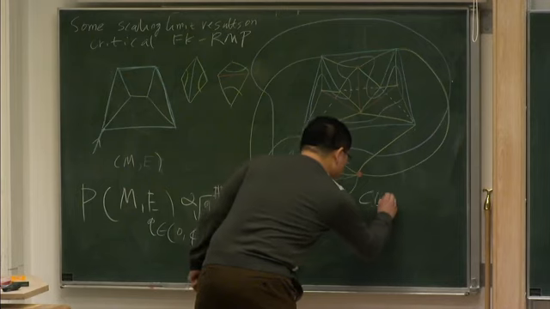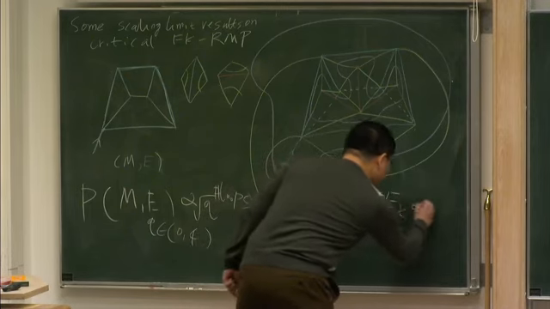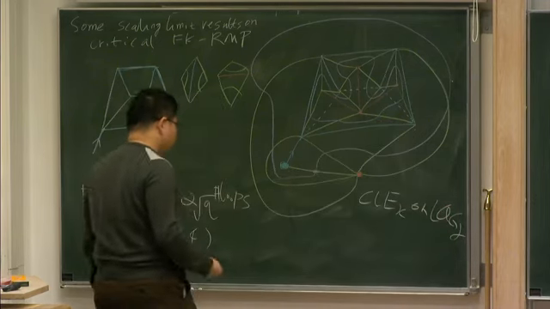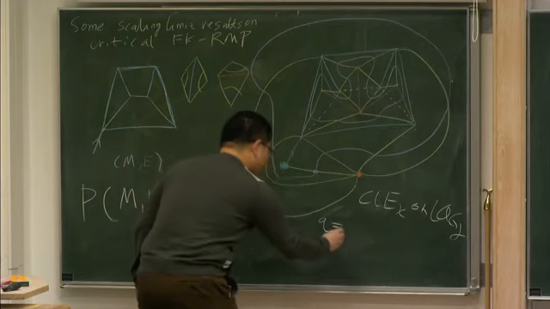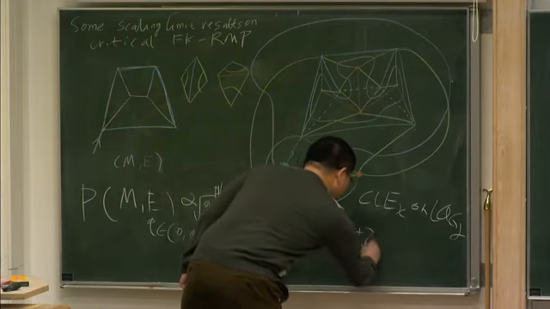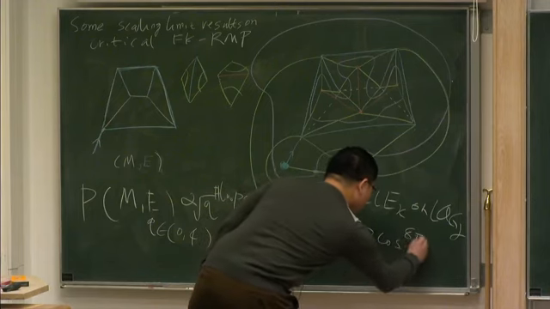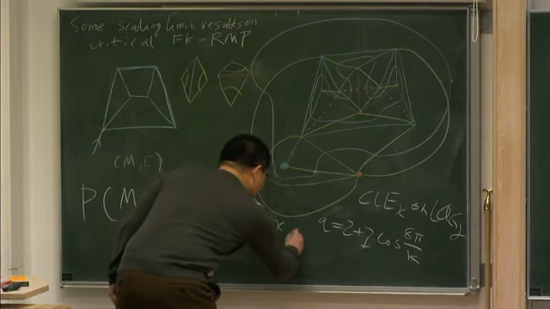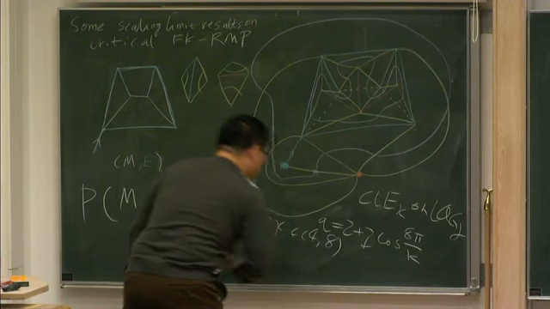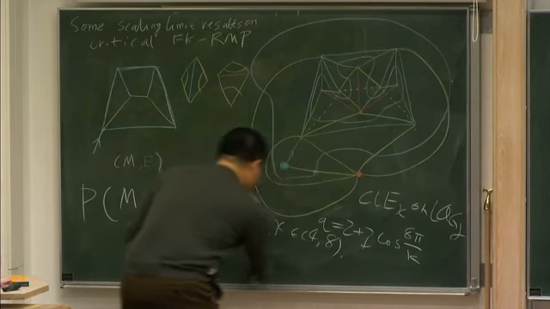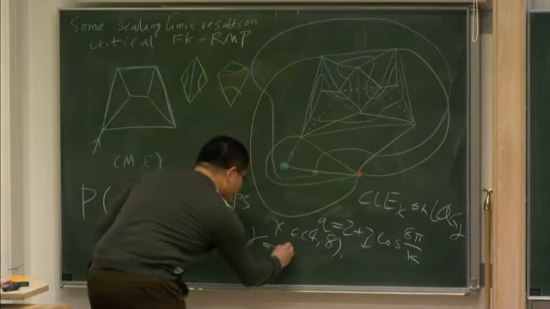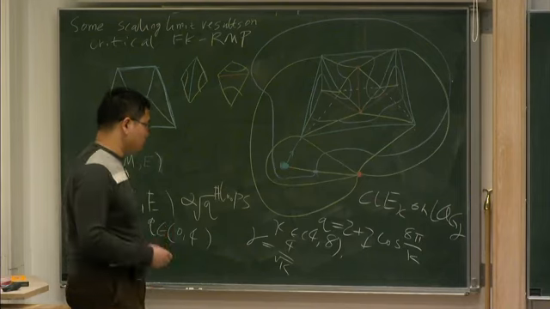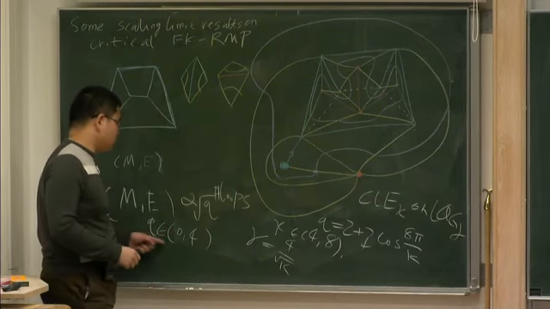So the relation of the parameters is Q equals 2 plus, and then kappa is between 4 and 8, and gamma equals 4 over square root of kappa. Okay, so I'm only going to focus on this range.